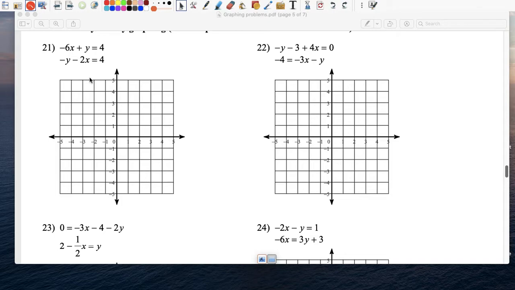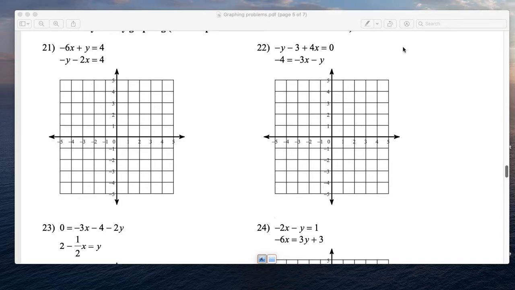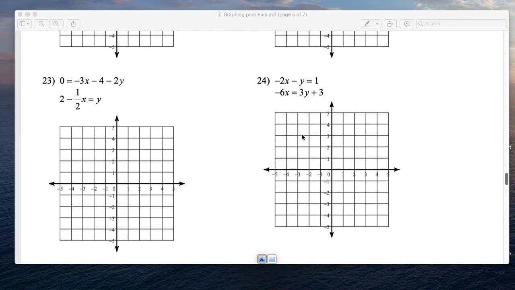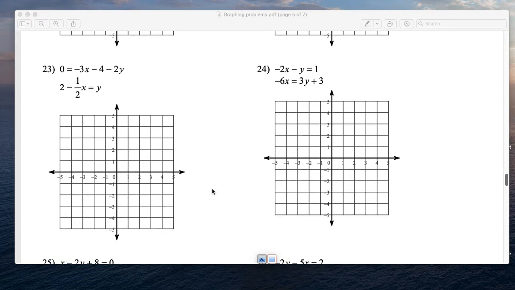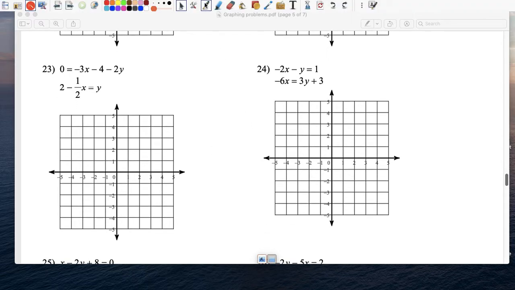Next one is, sorry, I forgot, 23 and 24, okay? Ugh, uglier. So 23 is a mess. Let's talk about the first one.